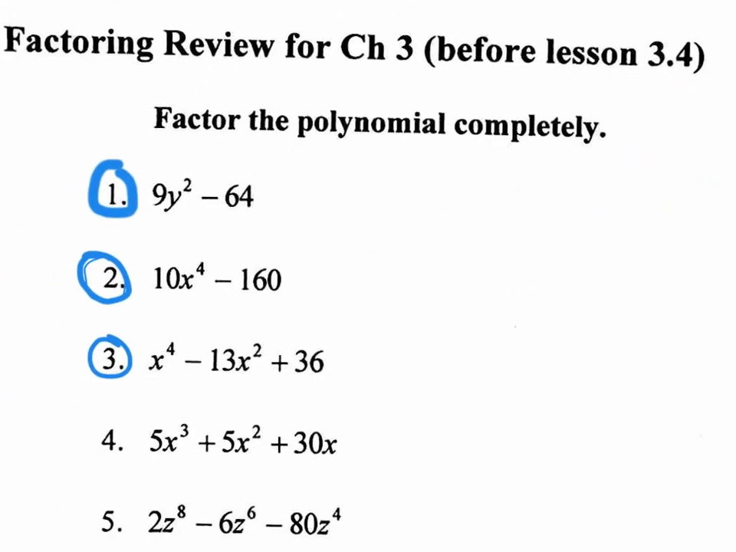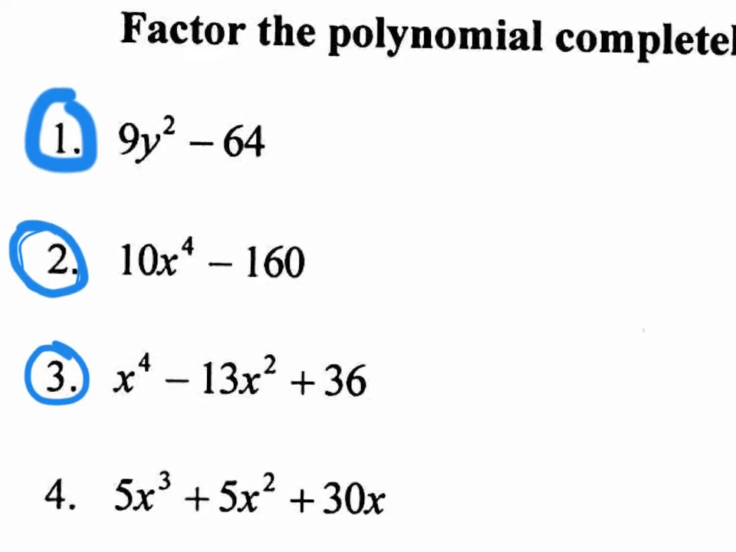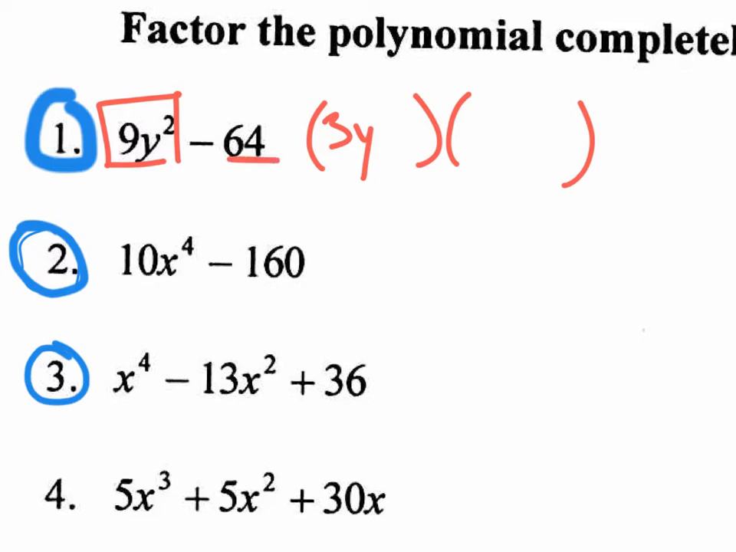So let's take a look at number one, and let's do number one here. We're just going to set it up into the answer format. Two parentheses right there, a binomial in each one. What is the square root of that perfect square term? That is a 3y. And what's the square root of 64? That is 8. So you have a 3y and an 8. And of course, since there is no middle term, one's a plus, one's a minus.